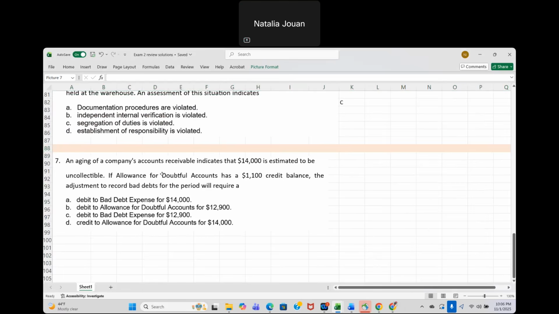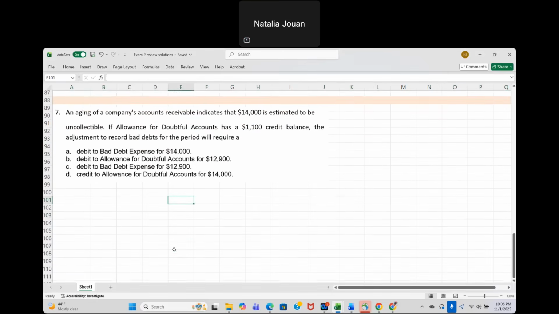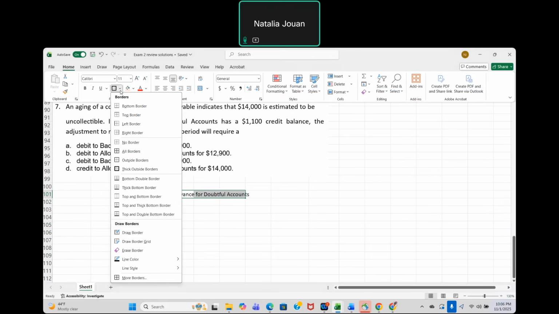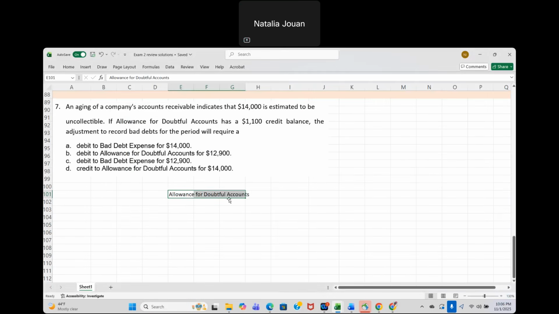In number 7, we have an allowance for doubtful accounts, which is also called allowance for bad debt. If you see those two terms, they are interchangeable. So allowance for doubtful accounts. Okay, so that will be a T account. Let's actually do it this way.